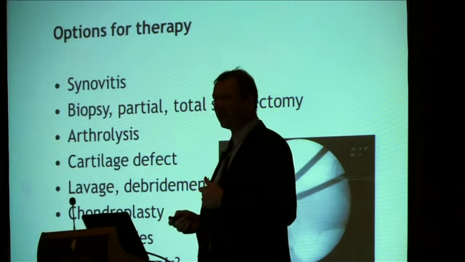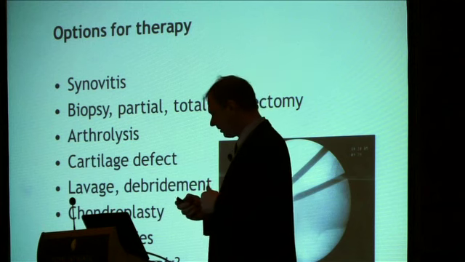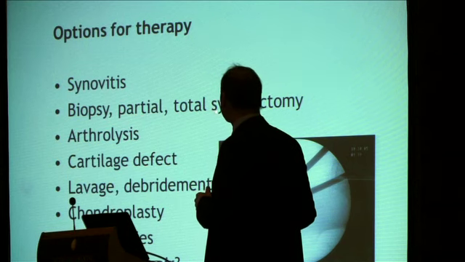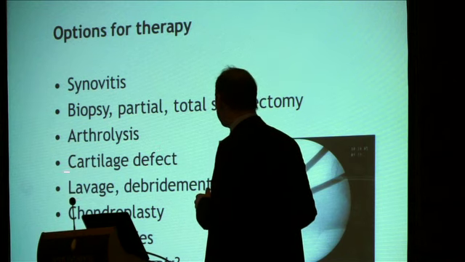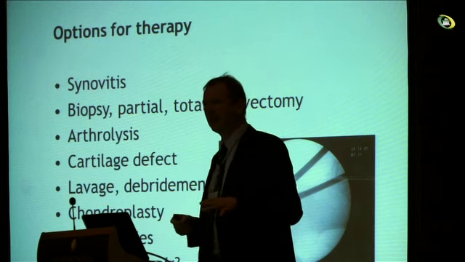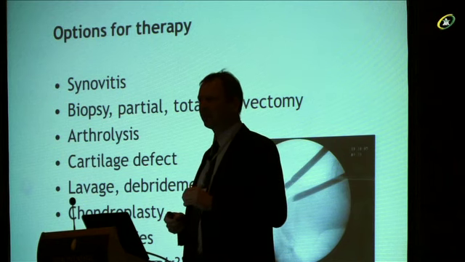Which kind of options do we have for the therapy? We have the same as in the other joints. We can do a biopsy, we can do a partial and total synovectomy and arthrolysis. We can treat cartilage defects, lavage, debridement, chondroplasty. We can remove loose bodies. It's the same. But we have another problem with the hip joint.